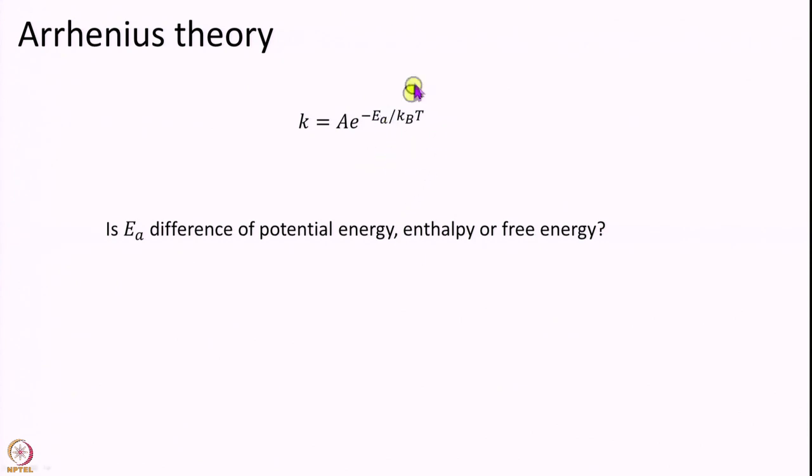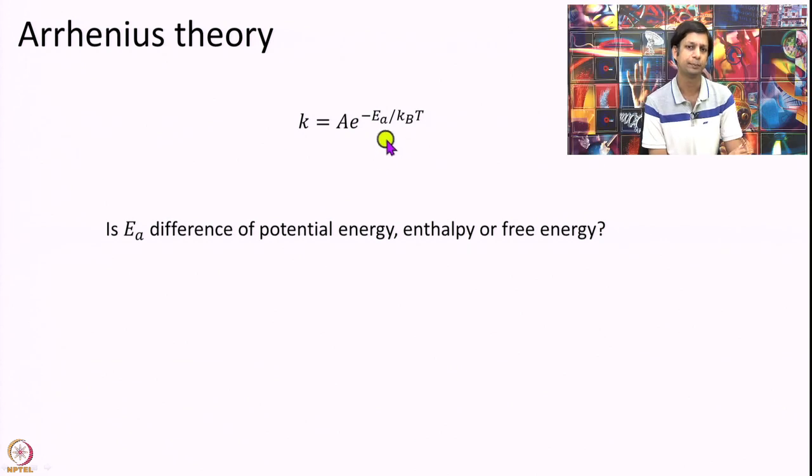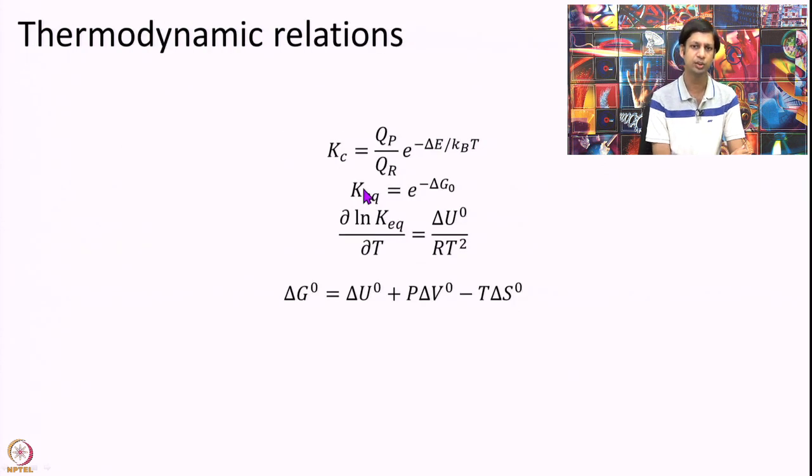Arrhenius had originally written this formula. Well, van 't Hoff had, and Arrhenius had interpreted this as some activated state. But what exactly is Ea? So to answer that, let us analyze our theory a little bit. But to do that, I will need a few thermodynamic relations today.